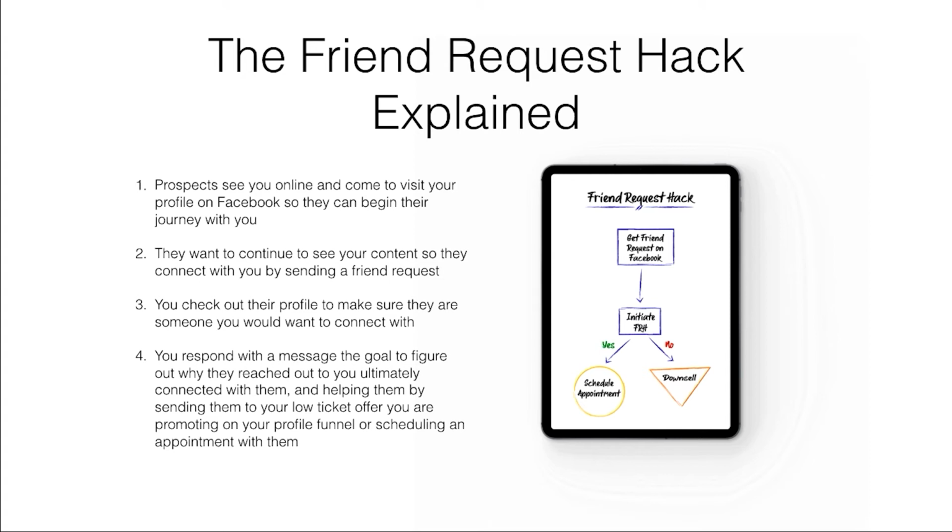Okay. And then lastly, number 4, you're going to respond with a personal message, what we classify as a direct message or DM, in Facebook Messenger. So if you don't have Facebook Messenger, download it. Just go to the App Store or Google Play and download Facebook Messenger. The goal here is, when you send them a message, to figure out why they reached out.